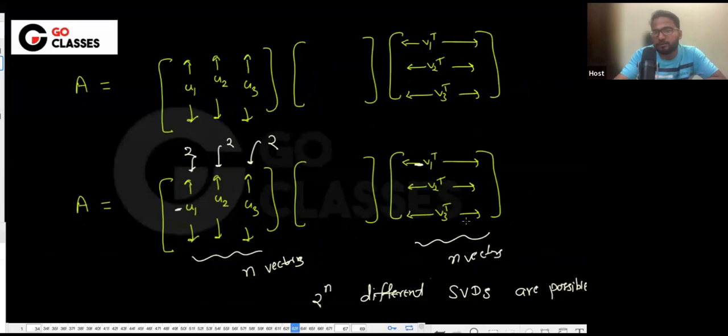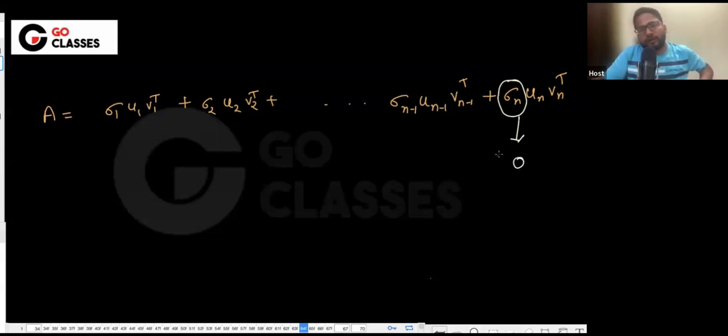Suppose I write A as sigma 1 U1 V1 transpose plus sigma 2 U2 V2 transpose, similarly, up to sigma n un vn transpose. Suppose you write something like this. Okay. Now suppose, for example, this particular value is 0. This is 0, right?